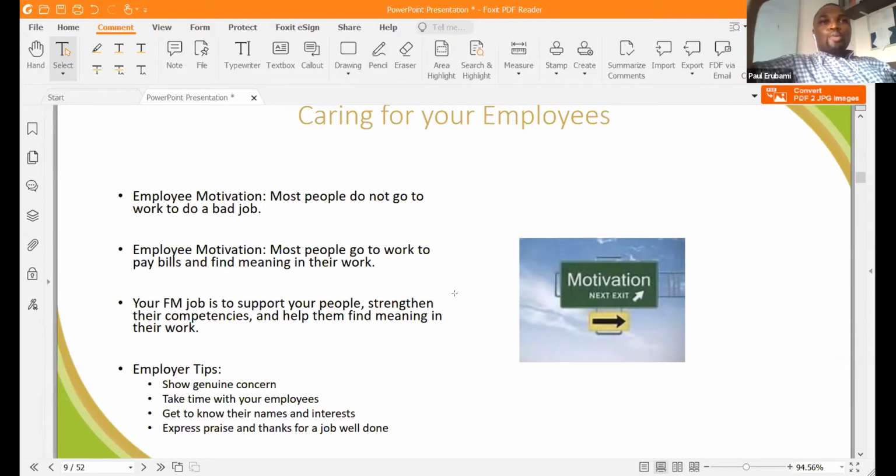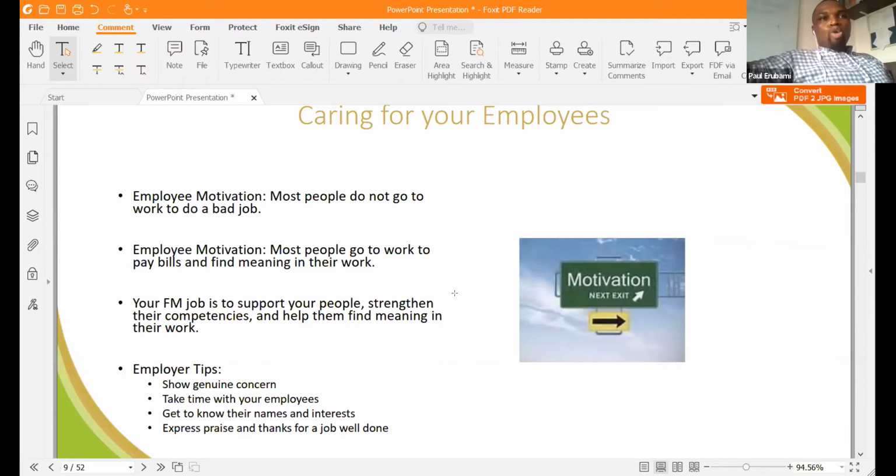Employee motivation. Most people do not go to work to do a bad job. Nobody comes to a job to do a bad job, right? I won't come to Max-Migold, for example, just to lazy around for the entire day. Nobody planned that. We all wake up in the morning, leave our house as early as possible, enter Lagos traffic, hustling our way to work, not because we want to go there and become a bad boy. No, we all come to work because we want to give our best.